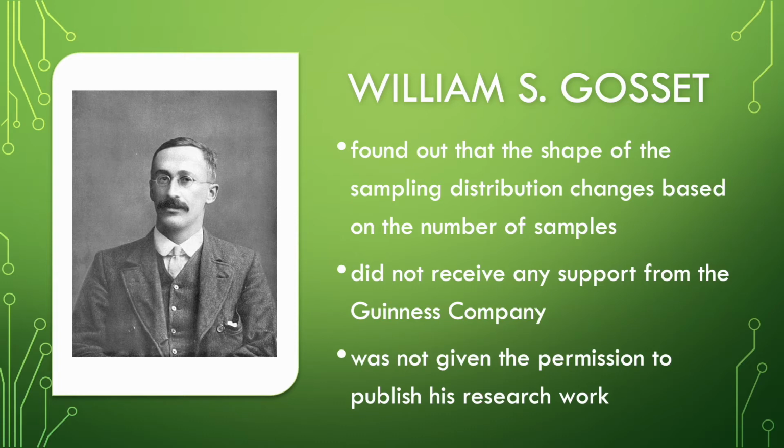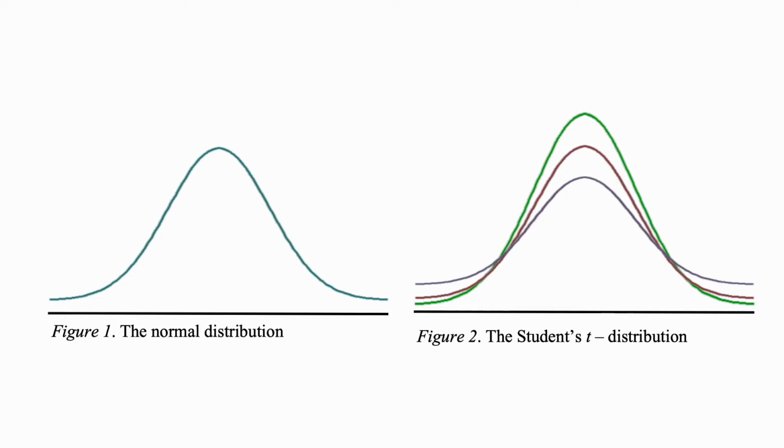So paano nalaman ng mga tao yung student's T distribution? Gumawa ng paraan si William Gosset at pinablish niya yung work niya under the pseudonym Student. Kaya tinawag na student's T distribution. The student's T distribution is also a bell-shaped curve just like the normal distribution. Pero does it mean na the normal distribution is the same as the student's T distribution? Definitely not. Pero meron silang mga similarities at meron din syempre silang differences.